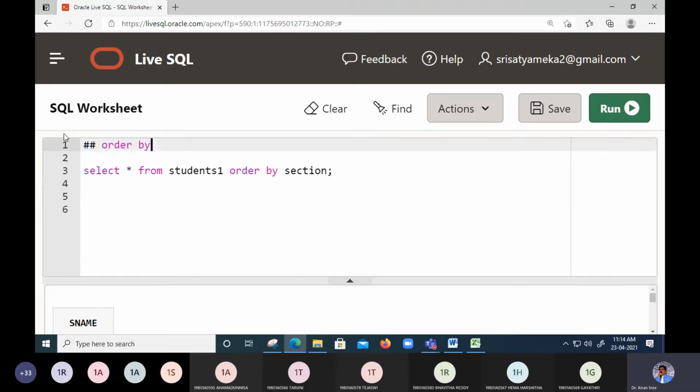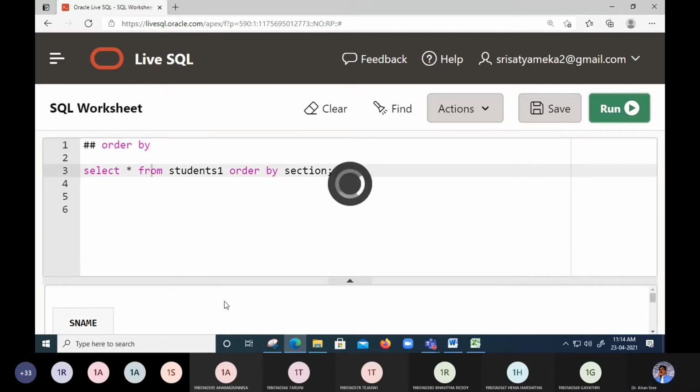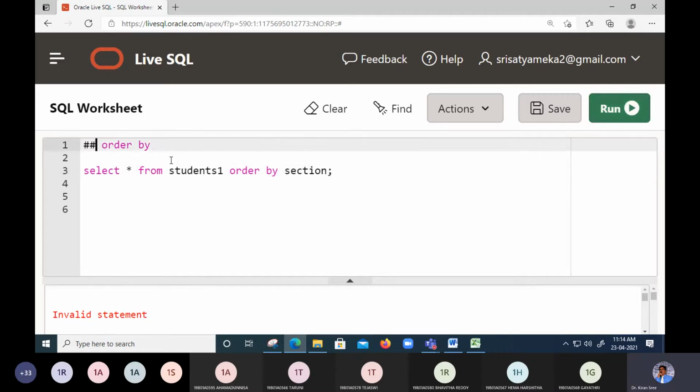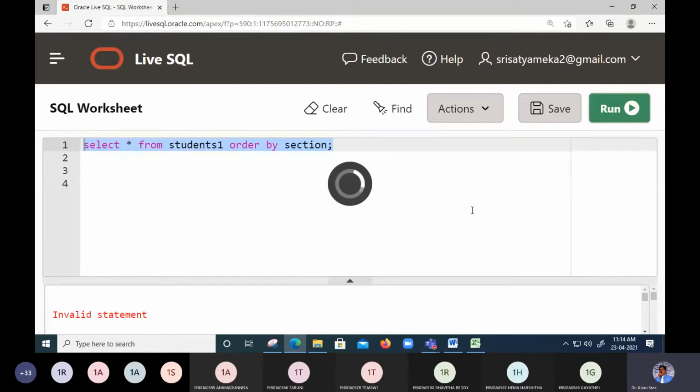Something went wrong here. I am running an invalid statement because the hash is there, so we shouldn't take it. So select the statement and we are executing it.